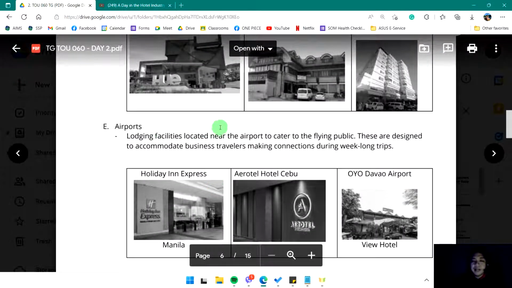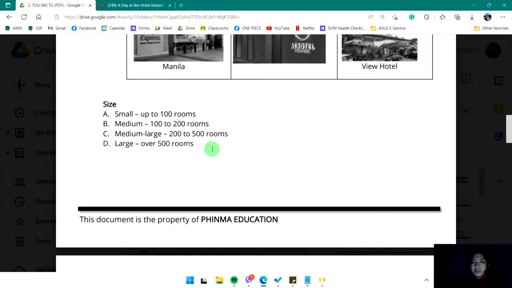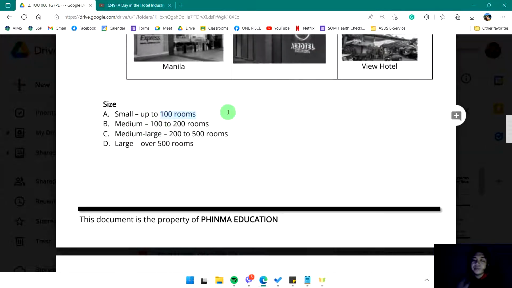And then we also have airport hotels, and based from the term itself, hotels that are located near airports. So yun. We also categorize the hotels based from the number of rooms that they have. Rooms that are up to 100 rooms is considered a small hotel. And then 100 to 200, that is medium. 200 to 500, that is medium large. And over 500 rooms, we have a large hotel.